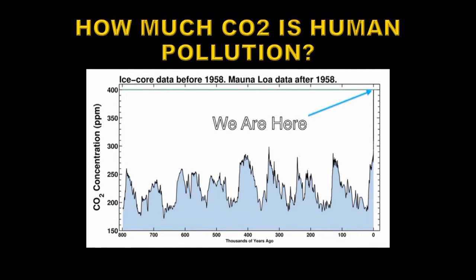How much of the carbon dioxide in the atmosphere is from human pollution? If you go back nearly a million years, you can see that the carbon dioxide levels have varied from about 180 parts per million to about 280 parts per million. It's only in the recent few decades that the concentration has increased to over 400 parts per million.